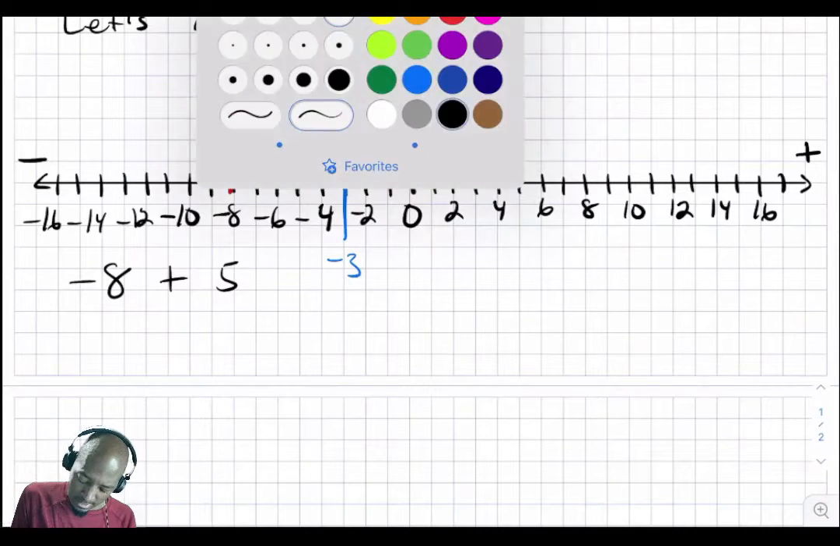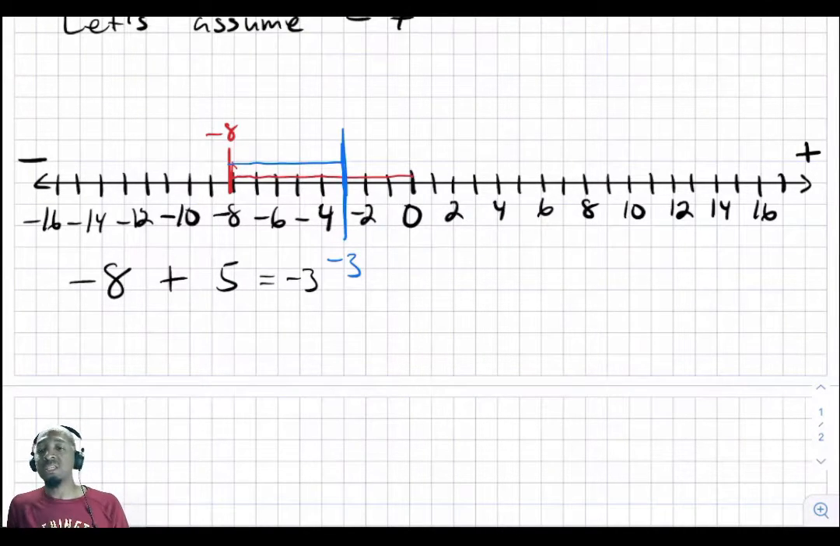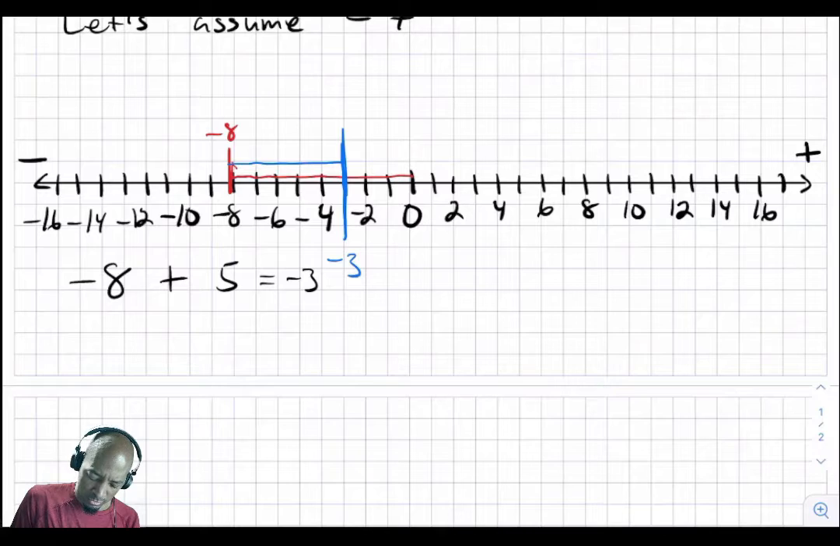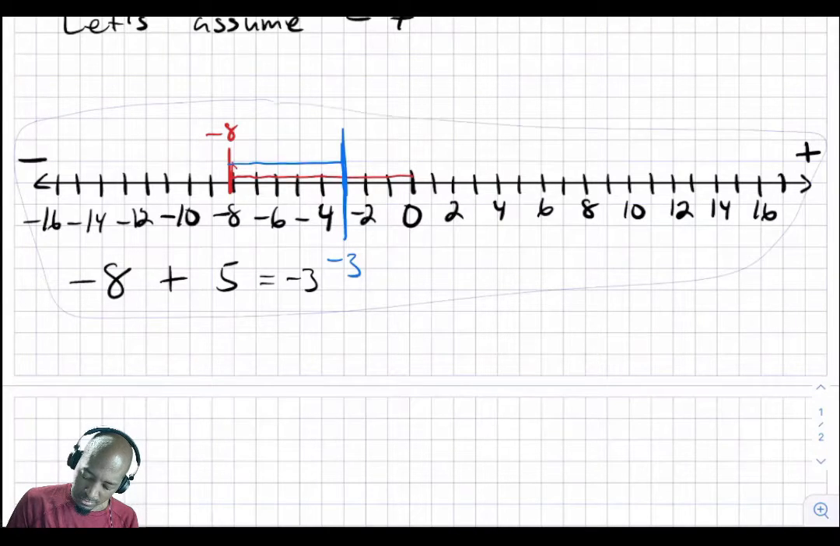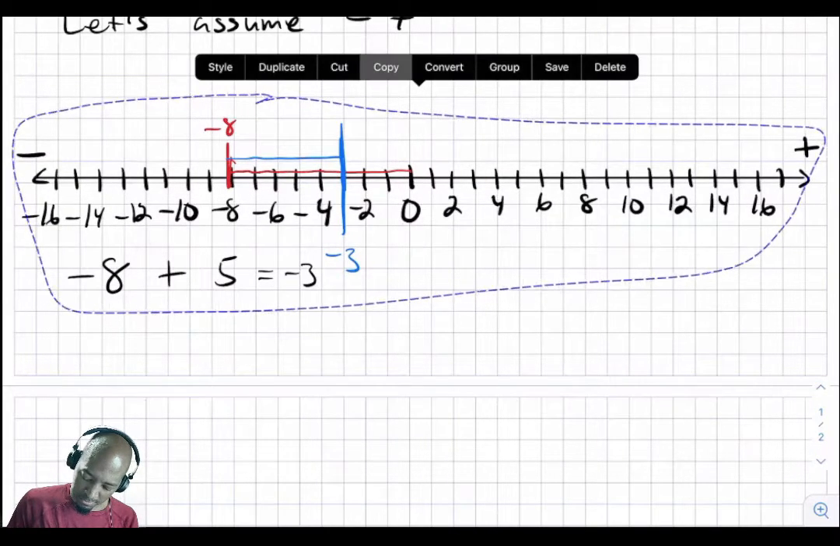So we see how that value came to be, which is negative 3. So again, we went negative 8 units. All right, so I went 8 units to the left. All right, 5 units to the right. Okay, and I stopped at negative 3 based off of the information that I have. Okay. All right, let's try another one. Let's try another one real quick. Just so you can see how these values look.